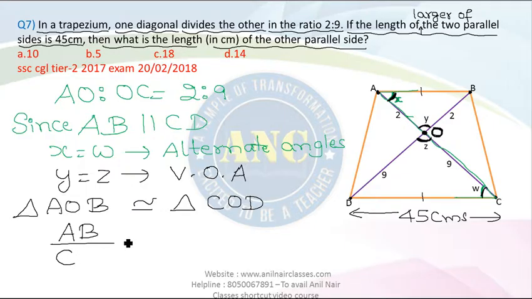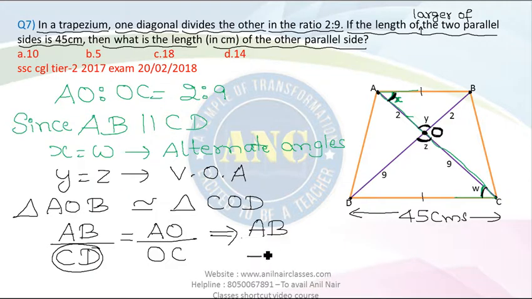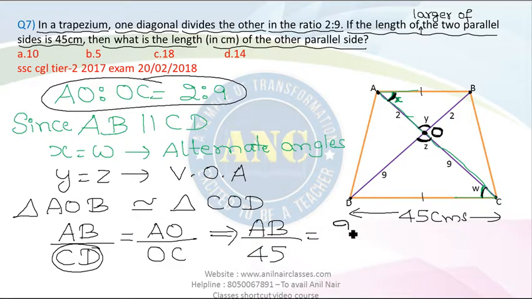That means AB by CD is absolutely equal to triangle AOB. I will take AO, so you will take AO. The corresponding side of AOB, AO, in the other triangle is nothing but OC. But we know that CD value is 45. So finally I can say AB divided by 45 is AO is to OC, which is 2 is to 9. 9 into 1, 9 into 5, 5 into 2. The answer for this question is 10 centimeters, which is option A.